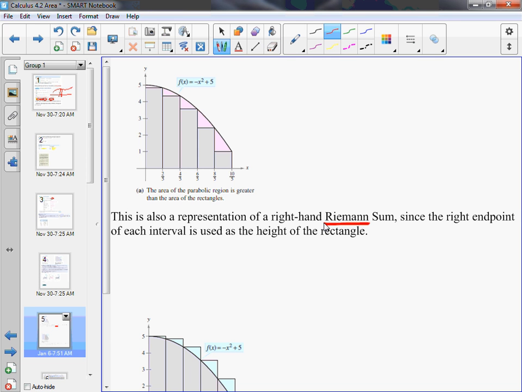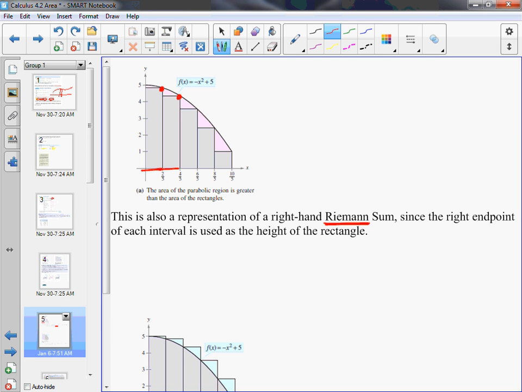We'll define Riemann sum in the next section, but what we're working with are Riemann sums. Riemann's a person's name, a mathematician's name. It's called a right-hand sum since the right endpoint of each interval is used as the height of the rectangle. So that's the right-hand part of that first interval, isn't it? That's how you get the height of the rectangle. That's the right edge of the next interval, and that's how you get the height of the next rectangle.